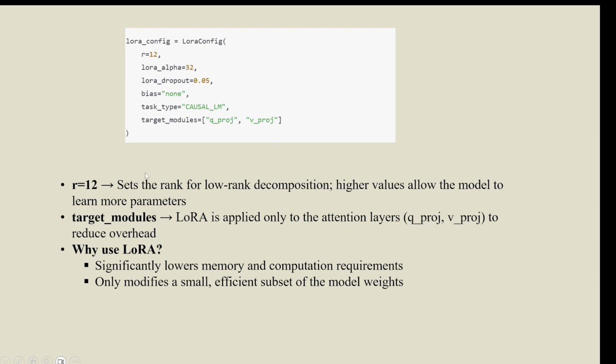r equals 12 sets the rank for low-rank decomposition. Higher values allow the model to learn more parameters. In target_modules, LoRA is applied only to attention layers to reduce overhead. So, why use LoRA? It significantly lowers memory and computation requirements, and only modifies a small, efficient subset of the model weights.